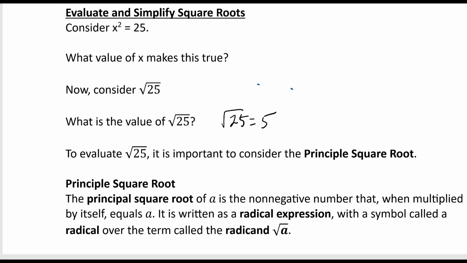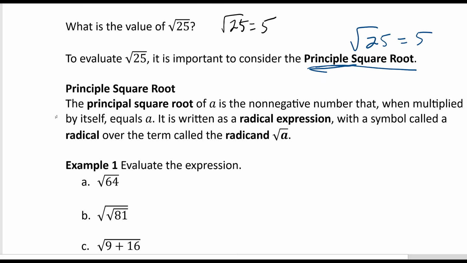Okay, so to evaluate the square root of 25, it's important to consider the principal square root. If we think about this first one here, there's two values at work, like if x equals 5 or negative 5. They both would square to make 25. But when we're looking at simply the square root of 25, we get the answer 5 because that's a principal square root. So that property states the principal square root of a is the non-negative number that when multiplied by itself equals a. So the key to it is non-negative. The principal square root is not a negative number.